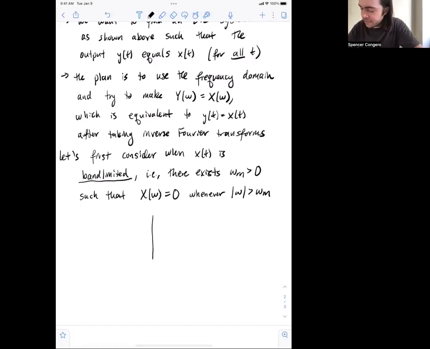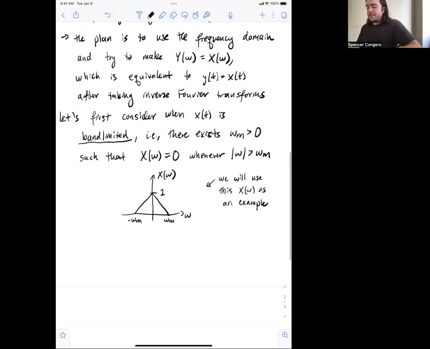So just so we have something to look at, this is going to be our picture example throughout this video. I'm just going to use a triangle that goes from negative omega sub m to omega sub m. Call this x of omega. And again, we're just going to use this as an example. Of course, it doesn't have to look exactly like that, just the triangle's easy to draw, essentially. So that's what we're going to use.